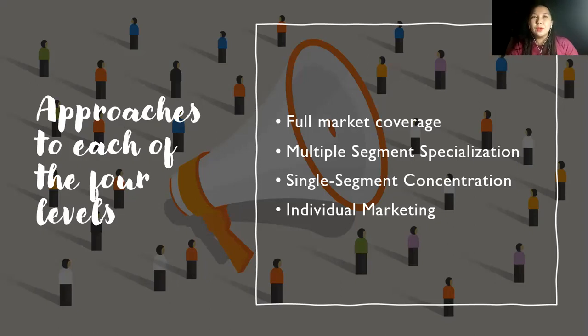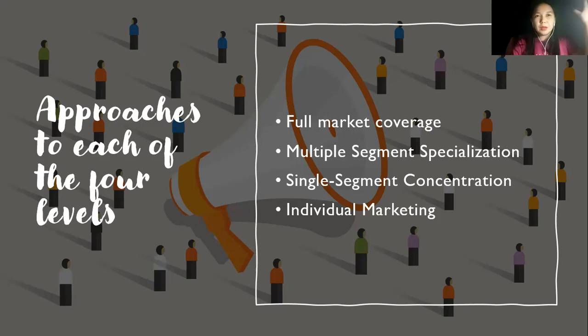So, ibig sabihin ng full market coverage class, i-attempt niya na i-serve lahat ng customer groups, okay, with all the products they might need. So, very big companies do this. Na akala natin magkakakompetensya sila kasi para sila ng mga sabon, para sila ng mga shampoo, pero isang company lang pala sila. Okay? Yung second naman is multiple segment specialization.